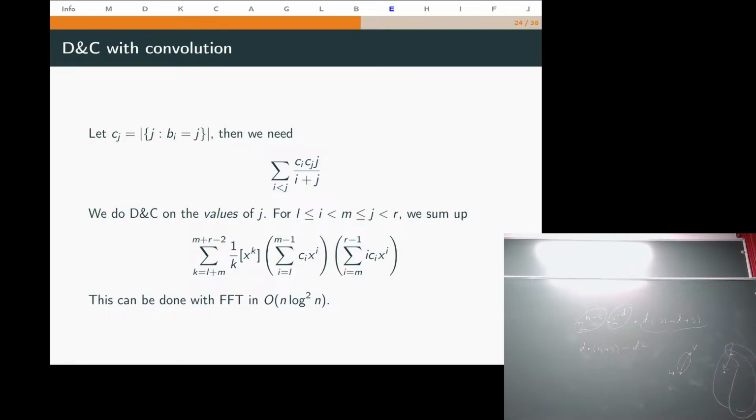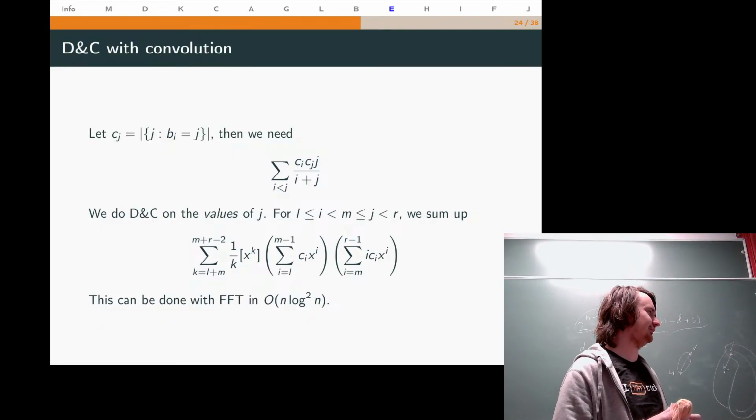So we consider the case where i is from the left half and j is from the right half, and then we can rewrite it as a kind of convolution. So essentially we group them together by the value of i plus j, which is why we divide by k here, and then we just extract the corresponding value in the convolution of these sequences, and then this results in a solution with n log squared n.